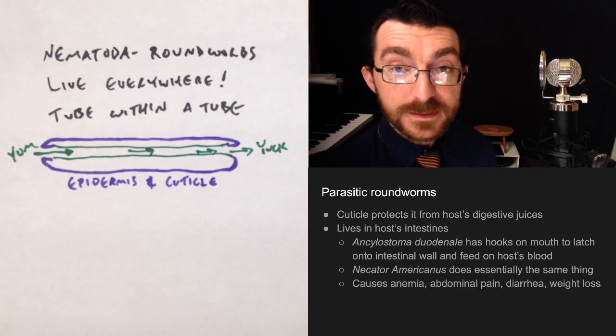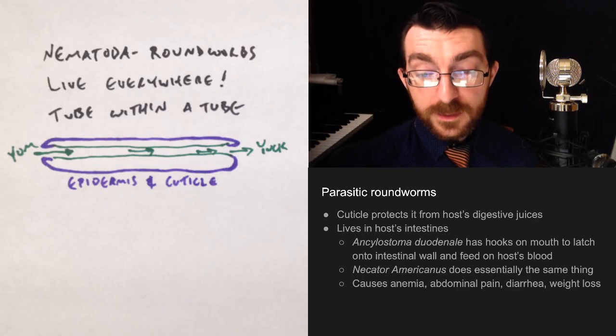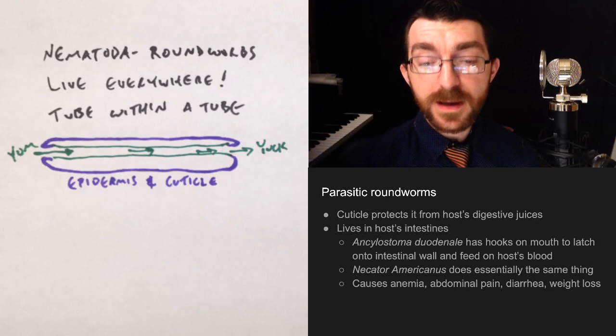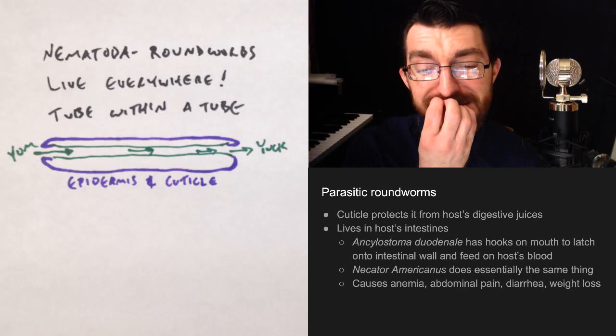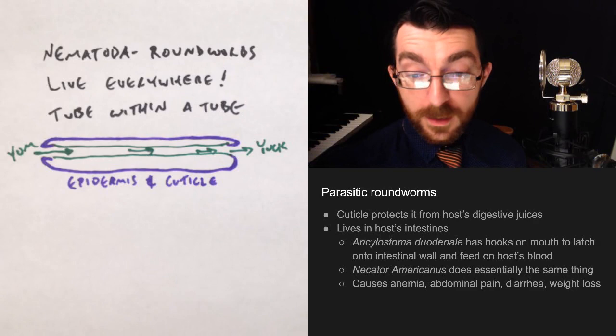All right, watch me try to pronounce these Latin names. Ancylostoma duodenale. Sure. That has hooks on its mouth to latch onto the intestinal wall and feed on the host's blood. Ugh. Well, cook your food, ladies and gentlemen. Necator americanus does essentially the same thing.